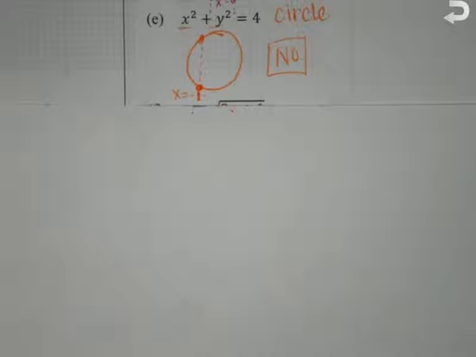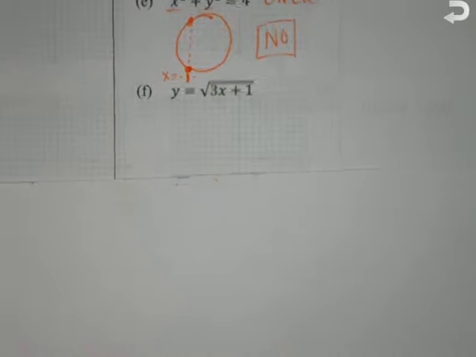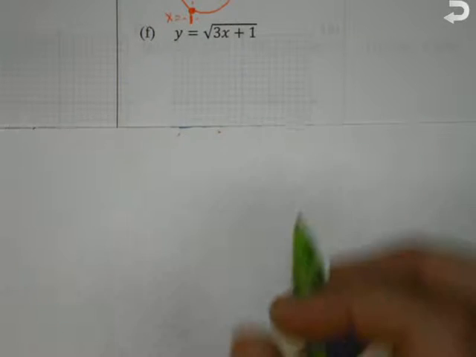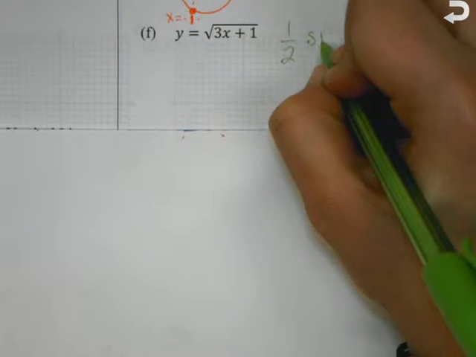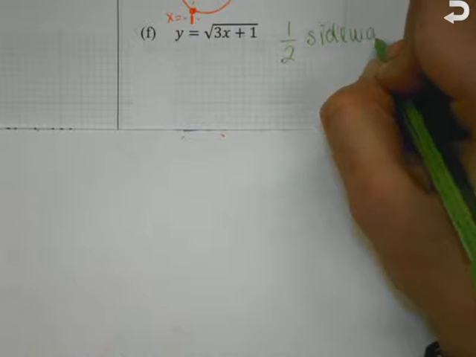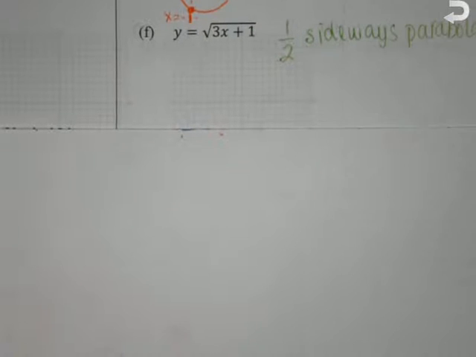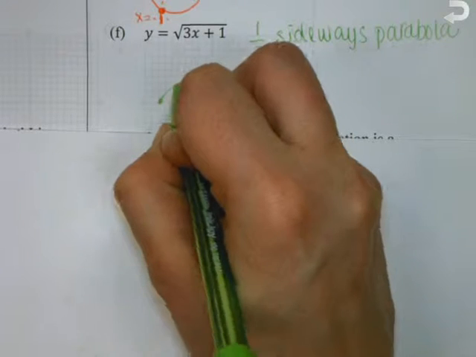Okay. Last one like this. y equals the square root of 3x plus 1. Because this is a square root, the shape is half of a sideways parabola. That's what the graph looks like. It actually looks something like this. So it's just half of it, and it's going sideways.